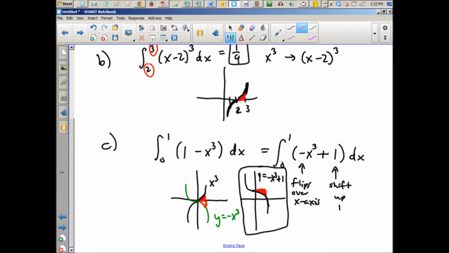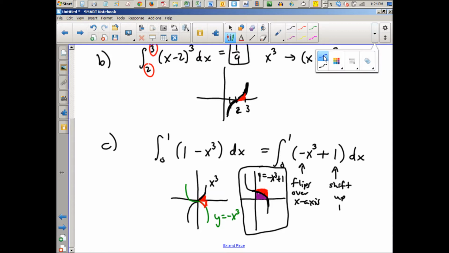See? This is where it kind of ended up. That little red area. But we are looking for the integral, which means we're trying to find this purple area in here. That's what it means to find a definite integral, find the area between the curve and the x-axis. So we're not interested in the red, we're interested in that purple.